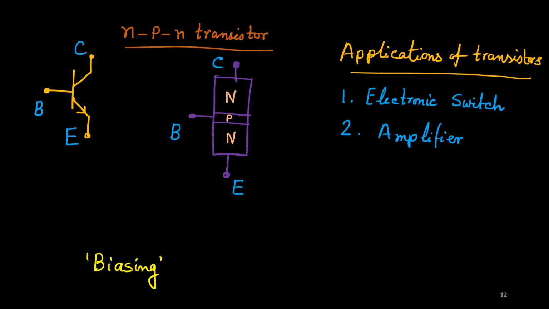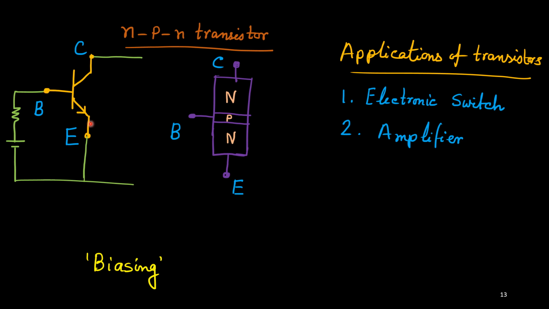But in this video, we will focus on the biasing circuit. It means we will add extra circuit elements using resistors and voltage sources with these transistors so that they will be suitable for certain applications. Either it will be used for switching purposes or it could be used for amplification purposes. So for that, we need to add some circuitry with these transistors.